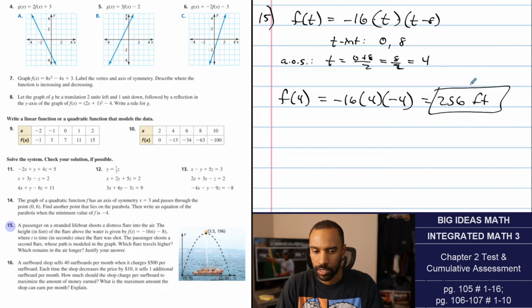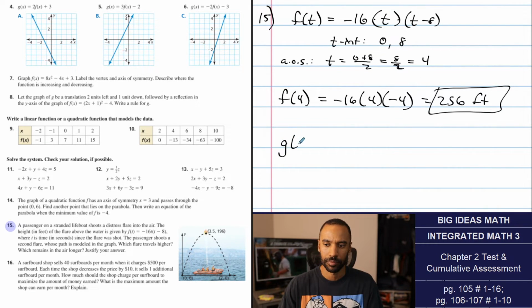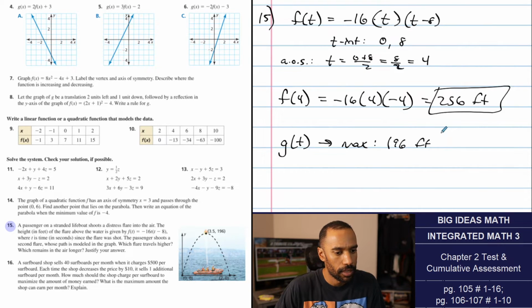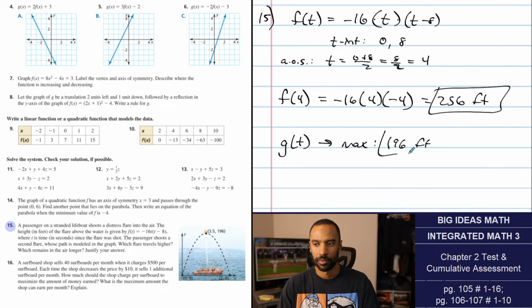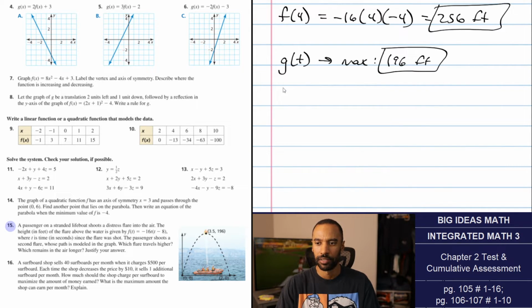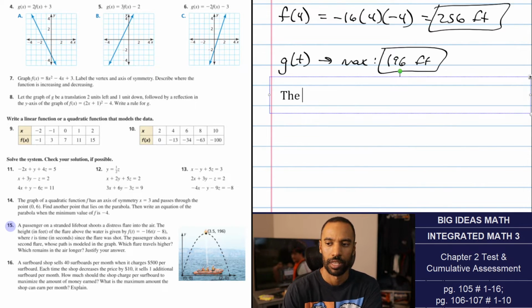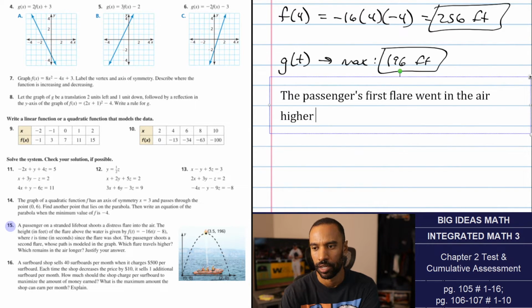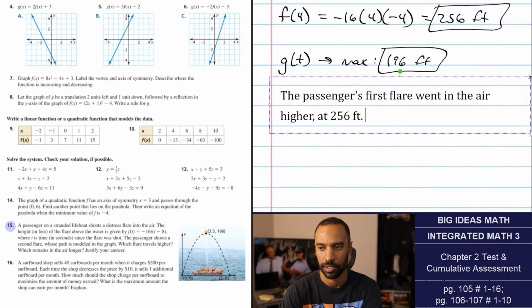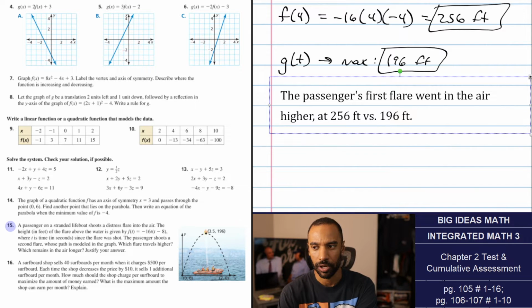Let me make sure that's right. You get the other one, this g of t. G of t has a max of 196 feet. So the passenger's first flare went in the air longer, went in the air higher. So first flare, the passenger's first flare went in the air higher at 256 feet versus 196 feet. It also was in the air longer.